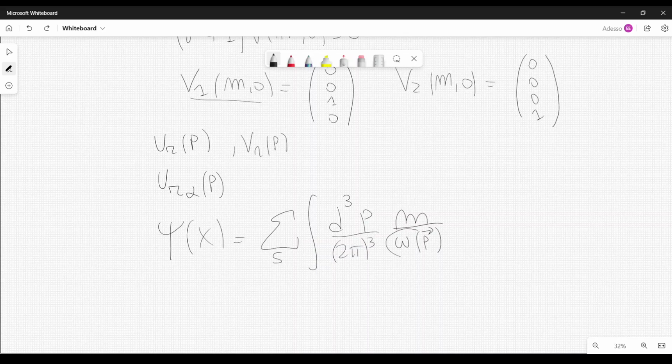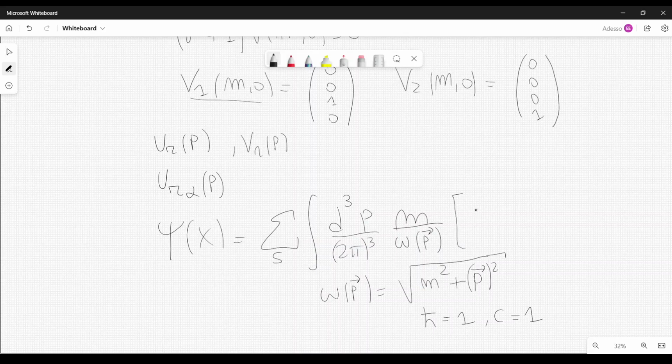And omega of p can be written like this: it is the square root of m squared plus p squared, which is the magnitude squared of momentum. And we are using units such that h bar is equal to 1 and also the speed of light is equal to 1, for the sake of convenience.